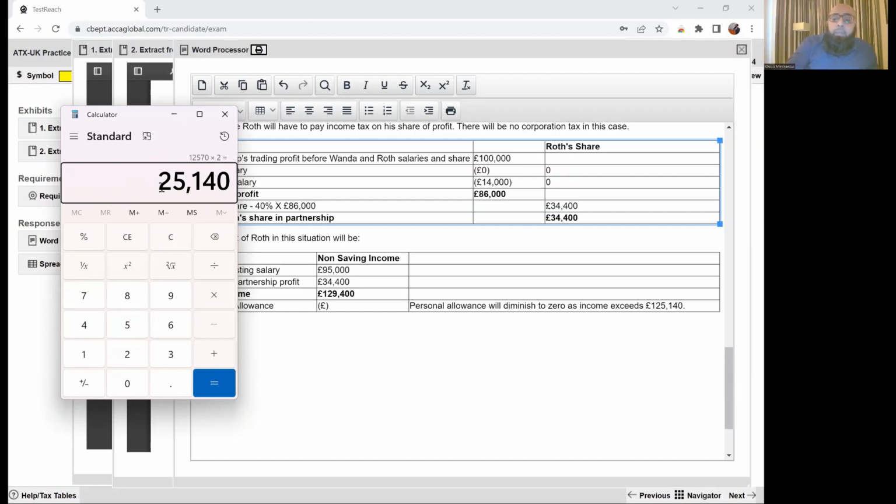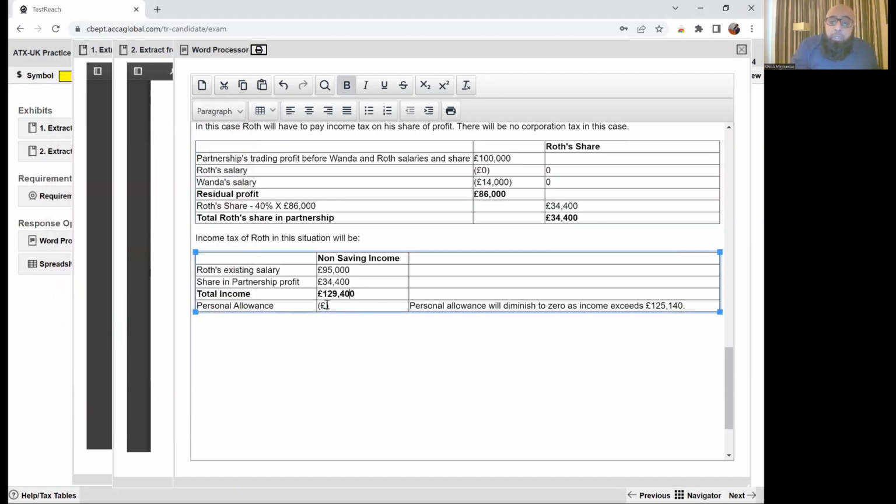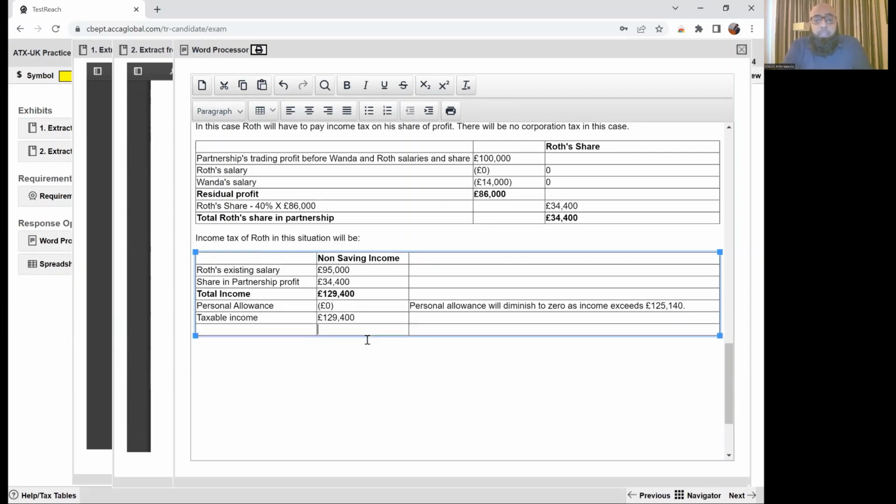Okay, the income limit is 100,000. So if your income is 125,140, here it's 129,400. So your allowance must have been diminished to 0. So this gives me the taxable income of 129,400, which is the same.